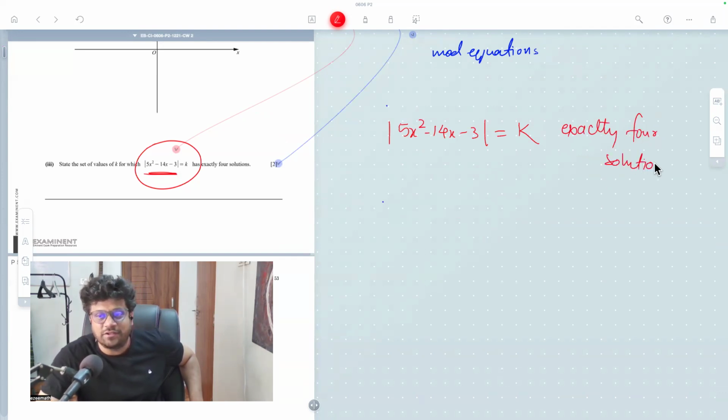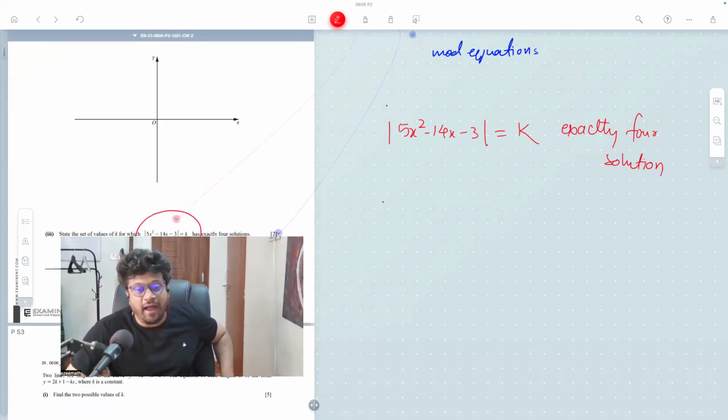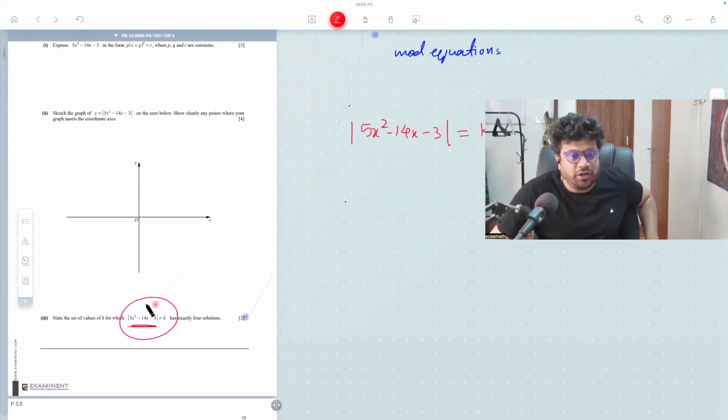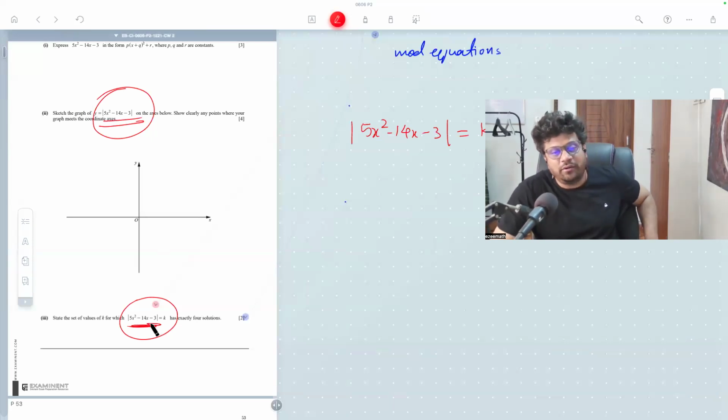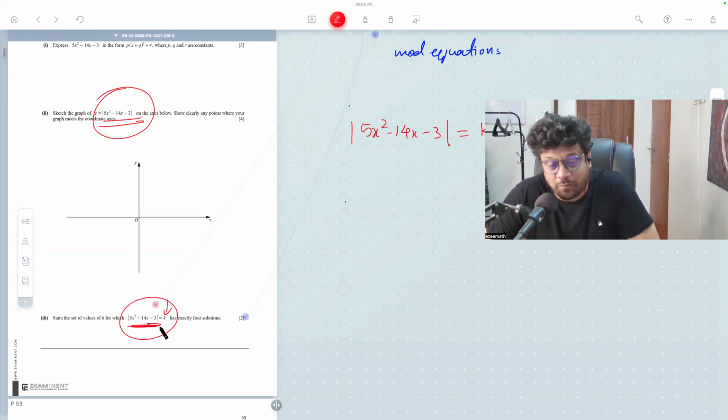Well, questions like these are always going to be accompanied by a graph. There's always supposed to be a graph. So first, you want to sketch this, and then go about doing part 3, where you're supposed to find the values of k. Okay, so let's see. I'm going to sketch that on Desmos.